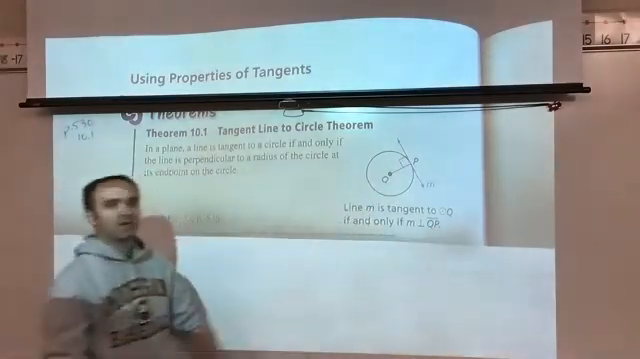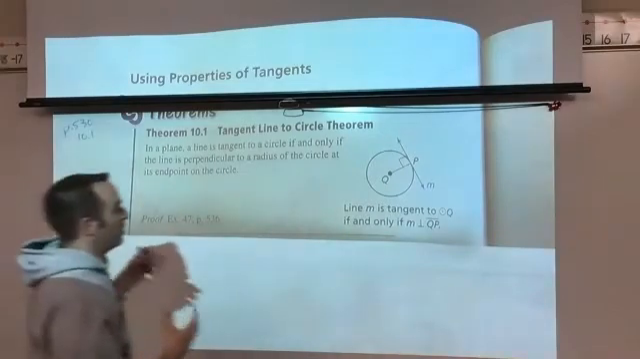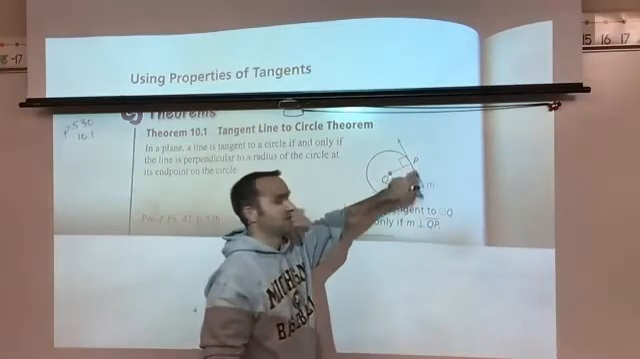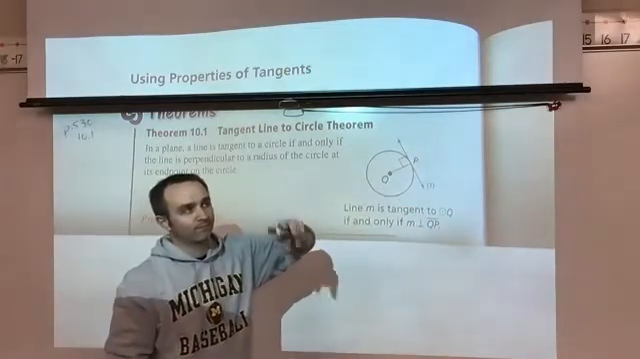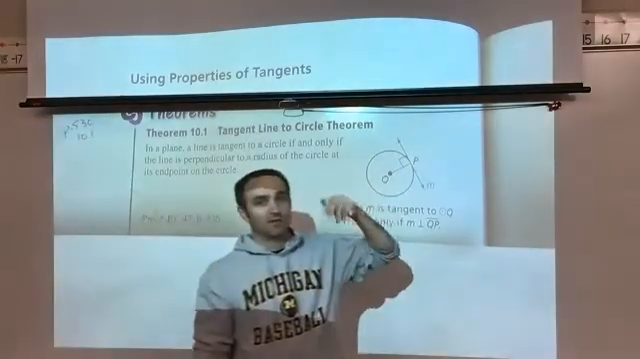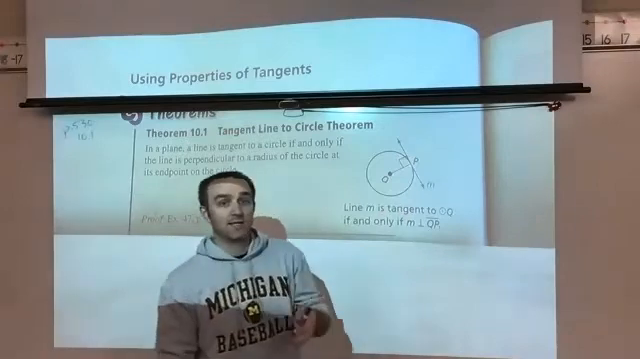Not that you need to know the name. You just need to know what it says. And what it says is that when we have a tangent line and we have that point of tangency, if we draw in the radius to that point of tangency, it's always going to be perpendicular to the tangent.